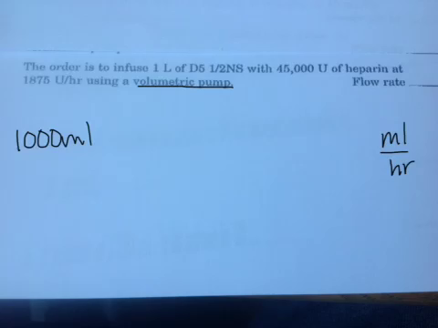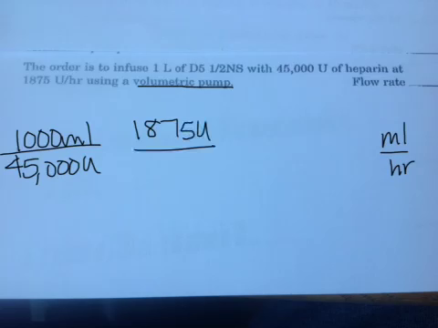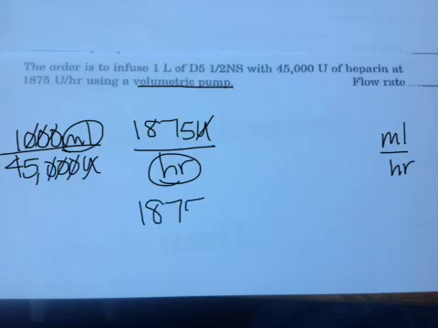What is important is the units, and there's 45,000 units of heparin in that liter, and it's running at 1,875 units per hour. Okay, get rid of the units, and then we're left with milliliters per hour, which is exactly what we're looking for. Get rid of those 3 zeros and those 3 zeros, and then what we've got is 1,875 over 45. And then you would divide that.